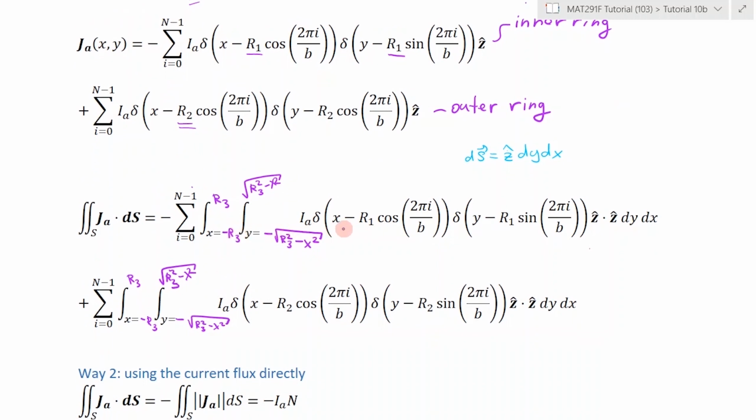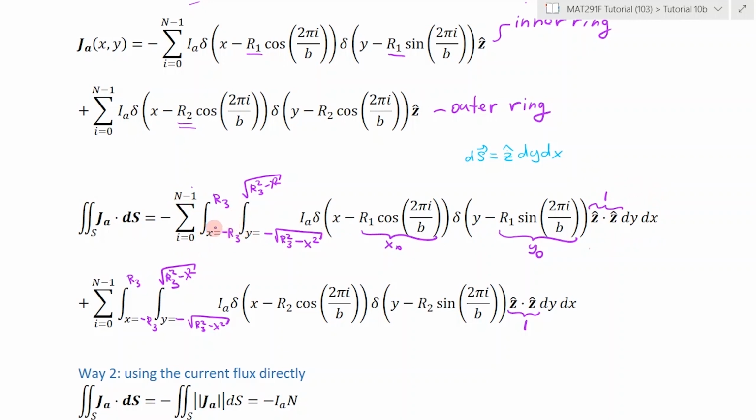Now let's simplify this integral and evaluate what it is. This z hat dot z hat is 1. Same thing here. This is just a constant, and what we really have is a delta function that's shifted to some coordinate x naught and y naught. Now this coordinate changes as I iterate through different filaments, but let's just consider for now this integration for one of the filaments, so for one of the values of I.